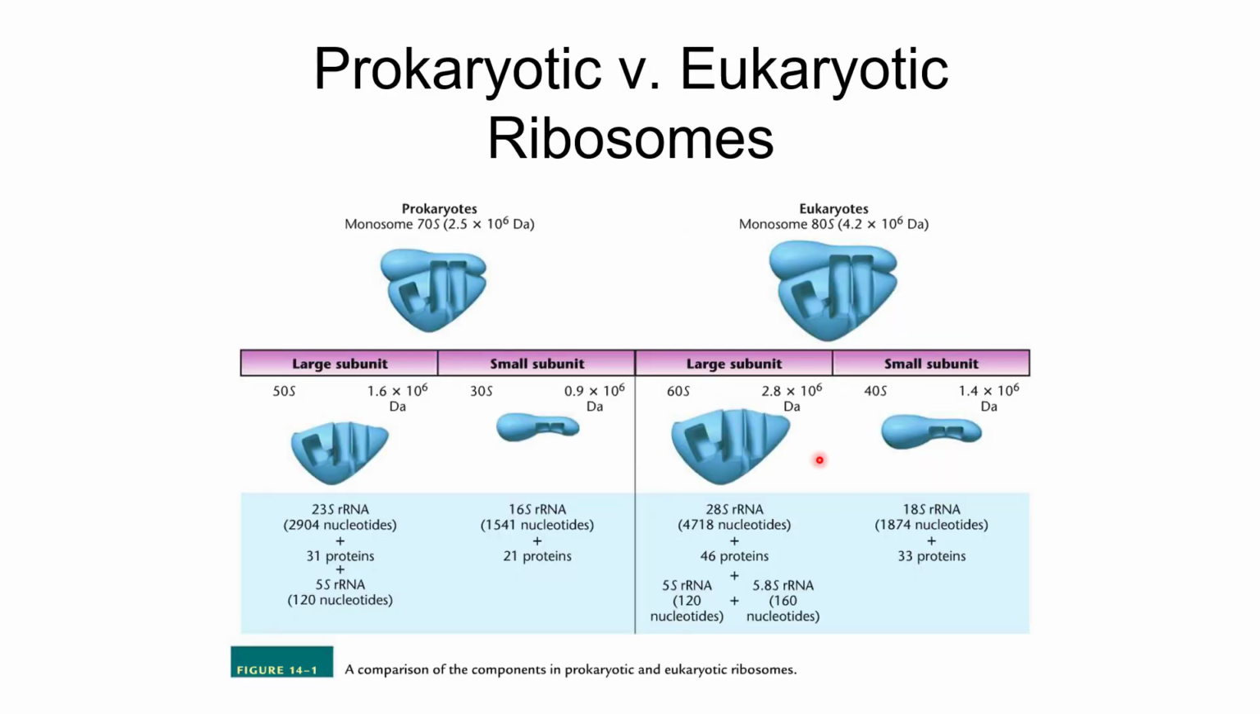Now, prokaryotes and eukaryotes have slightly different rRNAs or ribosomes. In prokaryotes, the two subunits are designated by their size. So we have the 23S RNA, and that makes up the large subunit. The small subunit is made up by the 16S. In eukaryotes, the gene responsible for the small subunit is 18S, and the large subunit is the 28S.